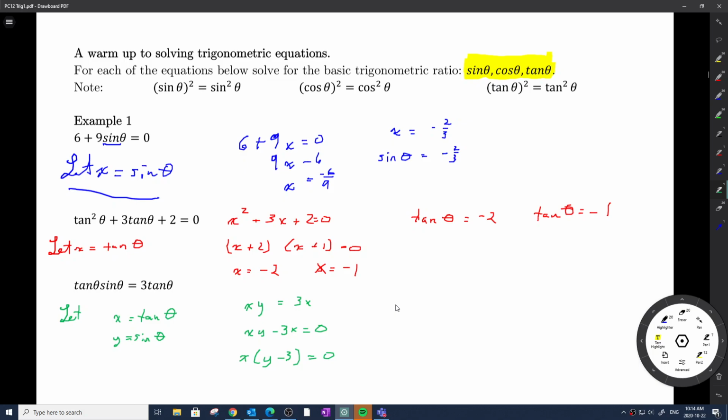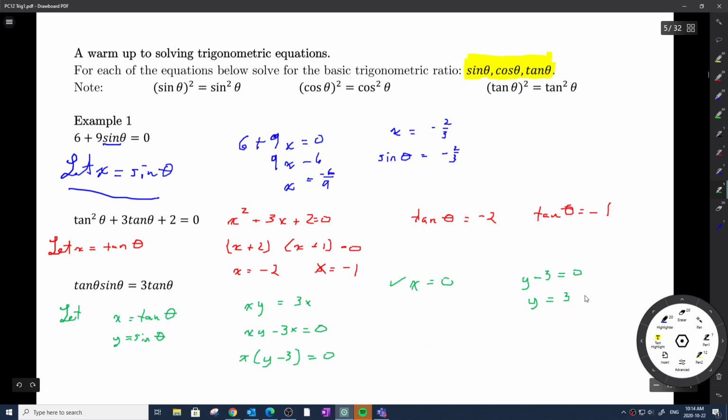What I have here is x times y minus 3 is equal to 0. Using the zero product property, I can equate both factors: x is equal to 0, or y minus 3 is equal to 0. So this is solved for x. I'm going to solve for y. y is equal to 3.